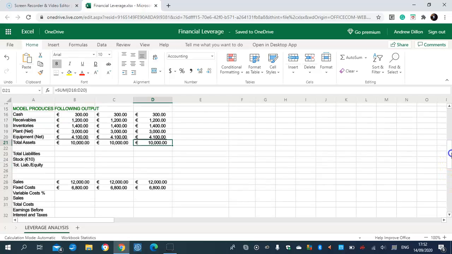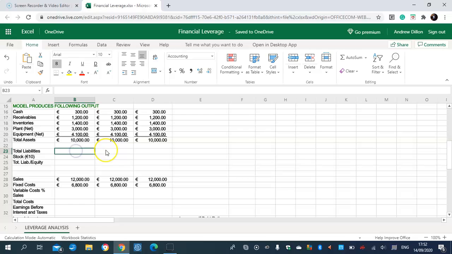So that's very good. You see, total liabilities is missing. There are no answers input for stock and total liabilities and equity. So now I have to calculate them. How to calculate total liabilities? Simply, it equals B21 multiplied by B4.